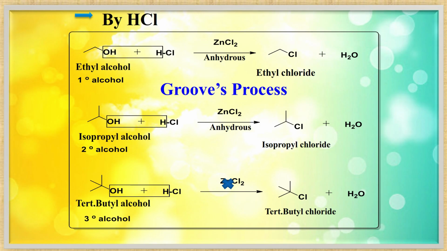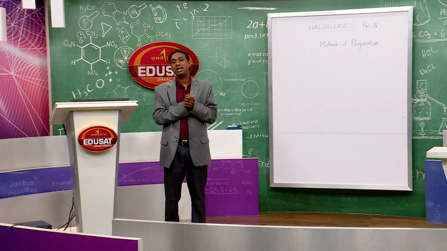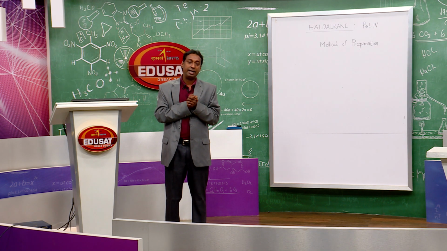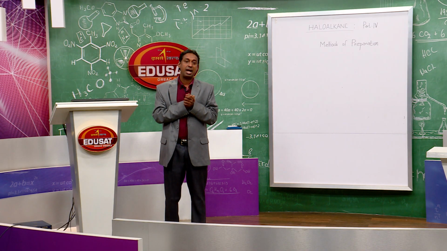For tertiary alcohol, due to its very high reactivity, you should not use zinc chloride. Directly you can put HCl, you get the alkyl chloride or tertiary chloride. The first two methods, that is preparation from primary and secondary alcohol using anhydrous zinc chloride and hydrochloric acid, is called Groove's process. The product is alkyl chloride.